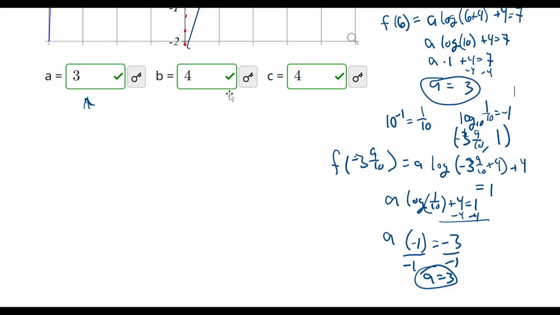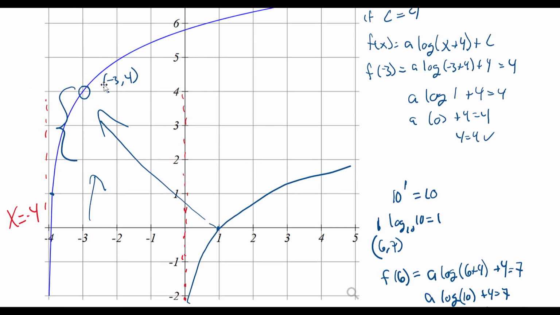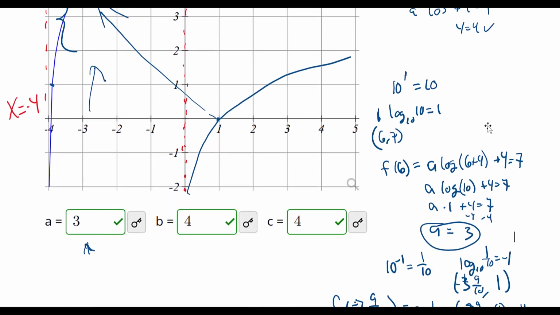So I don't really love this one, because it'd be nice if it went through two solid, really obvious places to see where it crosses something. So that'd be my approach to this problem. Those are the answers, and these are the ways I got there. Hope that helps.